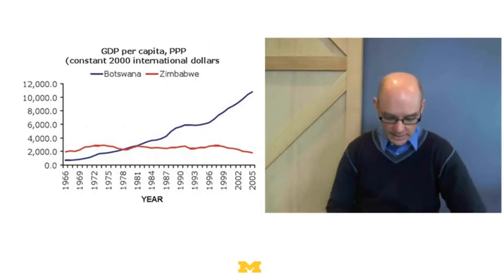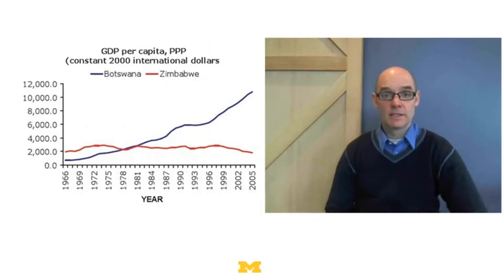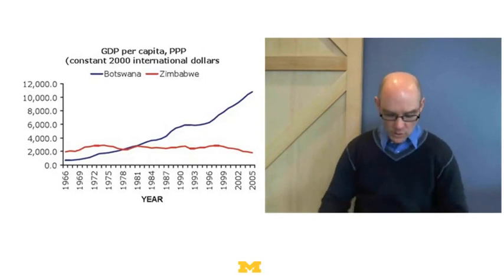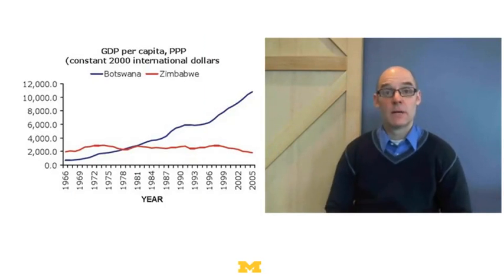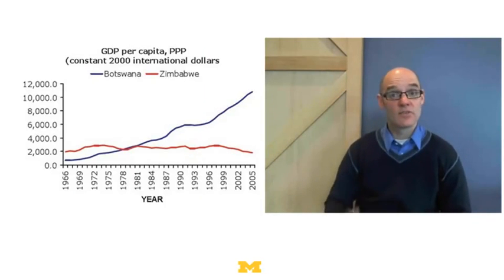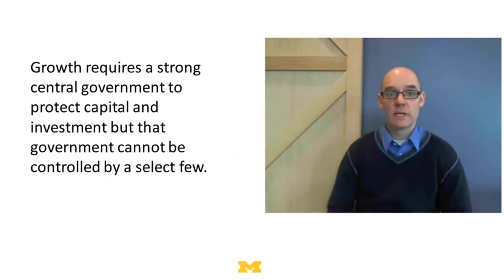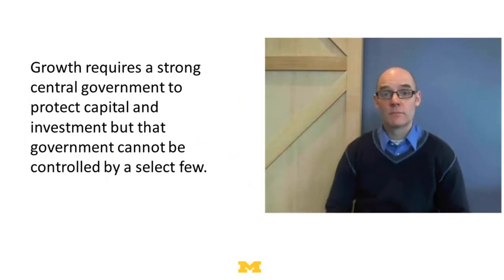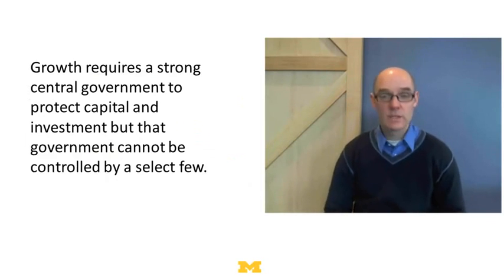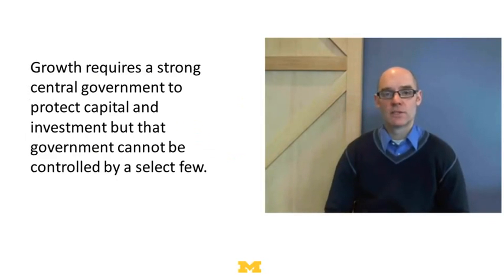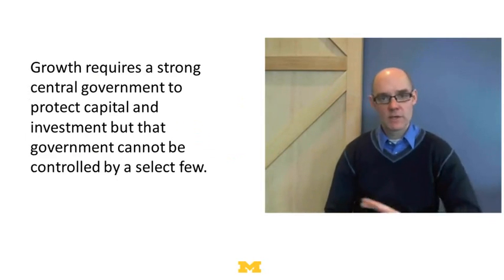Okay, so again, let's think back to the case of Botswana and Zimbabwe. Botswana has done very, very well, but Zimbabwe hasn't. And one of the things we want to understand is why is that the case? What causes one country to be successful and another country not to be? Well, here's what Acemoglu and Robinson say. The first one is growth requires a strong central government. And they find over history that this is true.